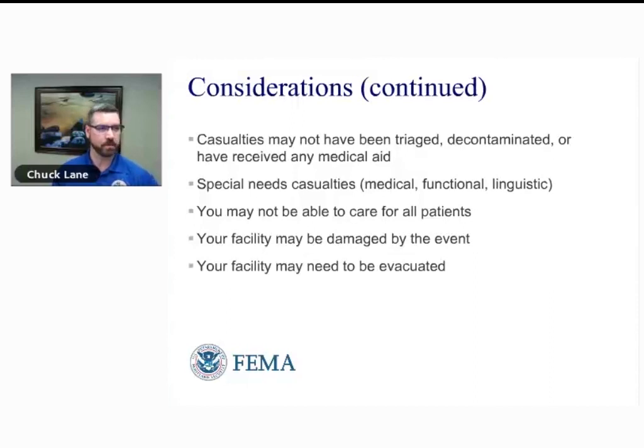Another thing to consider with casualties being triaged or not: obviously, if they've left on their own or if they've been brought in by personal vehicle, they're not going to be triaged. If they were exposed to any chemical contaminant, again, a man-made event, if you think terrorism attack, there may be chemical, biological impacts of it, they're not going to be decontaminated. They may not have received any medical aid. So make sure your staff are aware of how to identify chemical contamination, what to do with that patient if they find something on them.